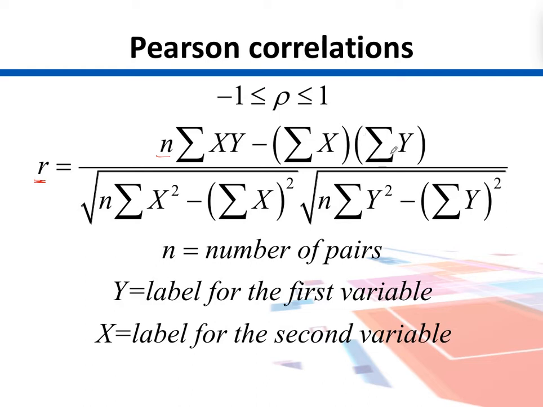multiplied with the sum of y, divided by the square root of n times the sum over x squared minus the sum over x, squared, times n times the sum of y squared minus the sum of y, squared, where n is the number of pairs, y is the label for the first variable, and x is the label for the second variable.